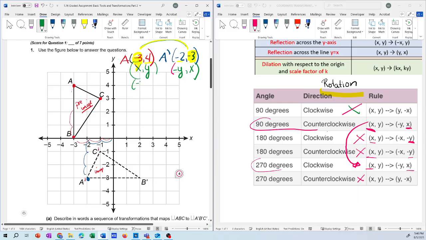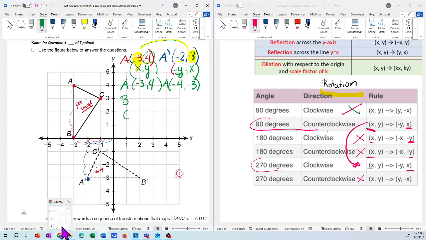We have negative 3, 4, and then what they did, the y, which is 4, they changed the sign because it's negative. So it's going to be negative 4, and the x, they left it the same, which is negative 3. And you're going to do the same thing for A, B, and C. This same thing that I'm doing, you're going to do it on your own. Those are the steps that you're going to do. And I'm going to show you how to check your answers on GeoGebra.